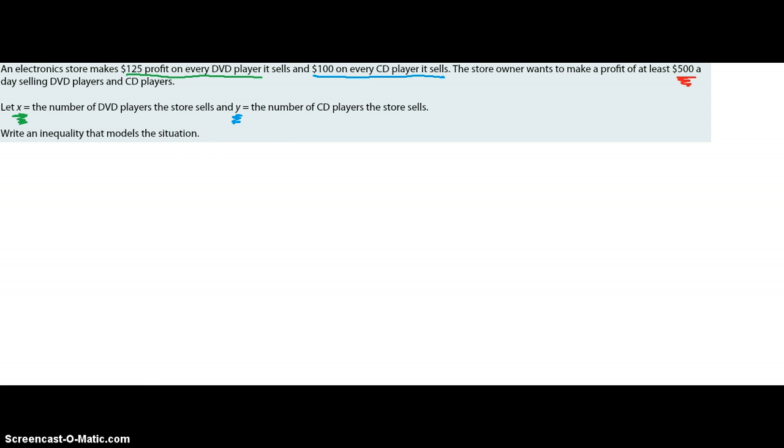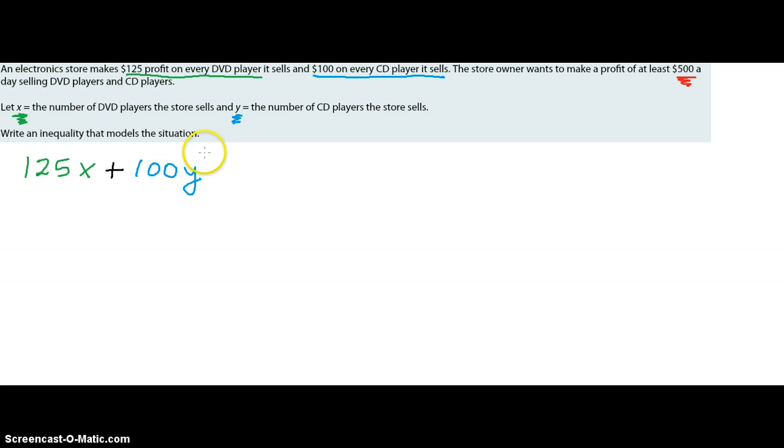Alright, so the way we write this out is $125 for every DVD player, or for each X. That will represent all the profit that we make for the DVD players sold in a day. Then we can add all the profit that we make for our CD players in a day. That would be $100 times Y.